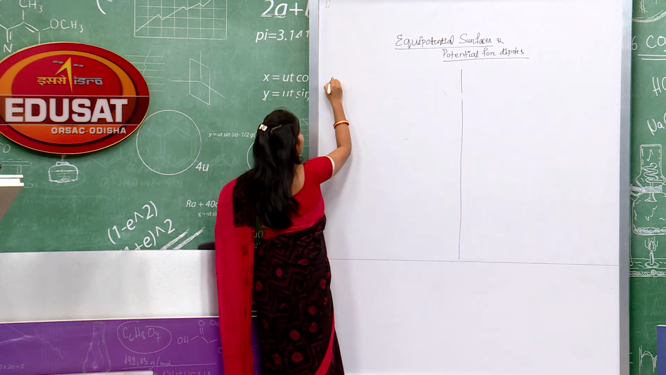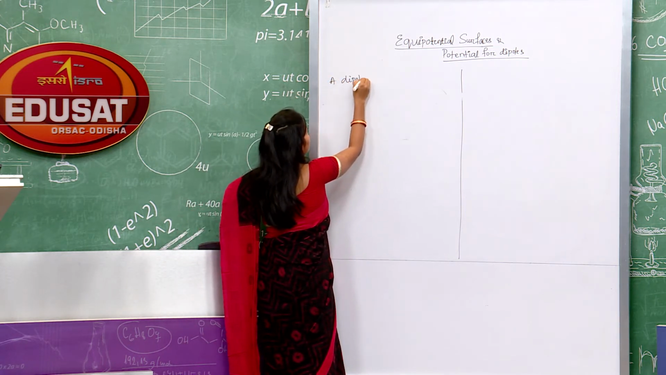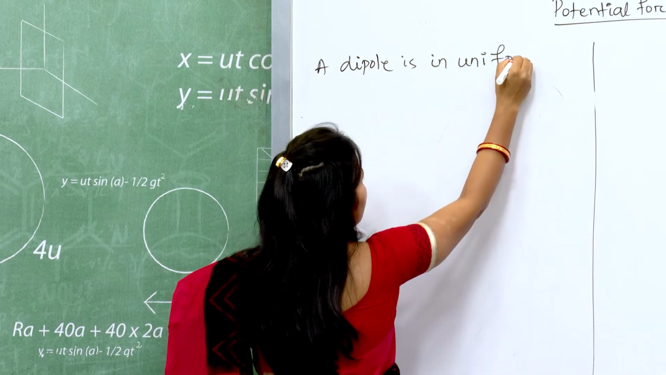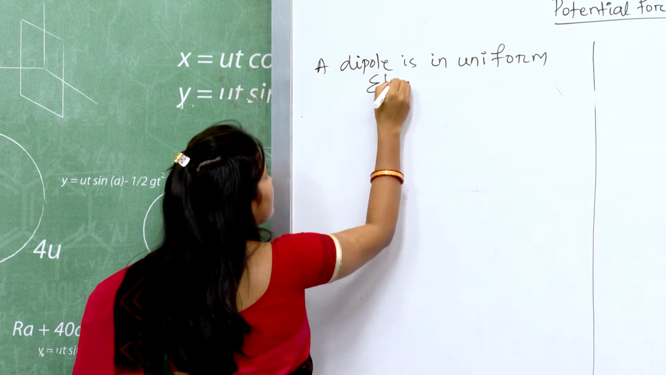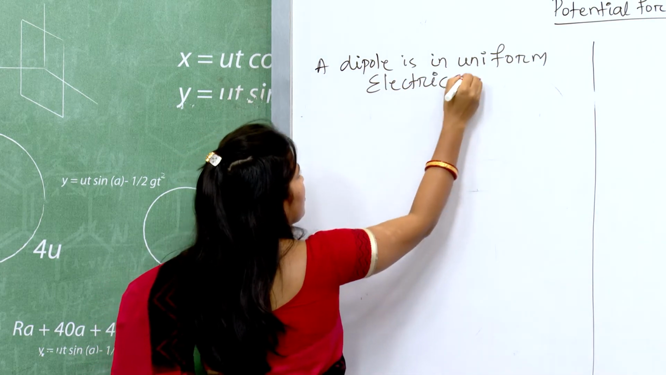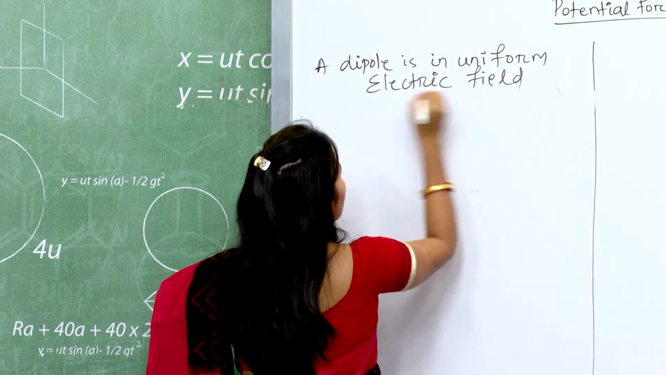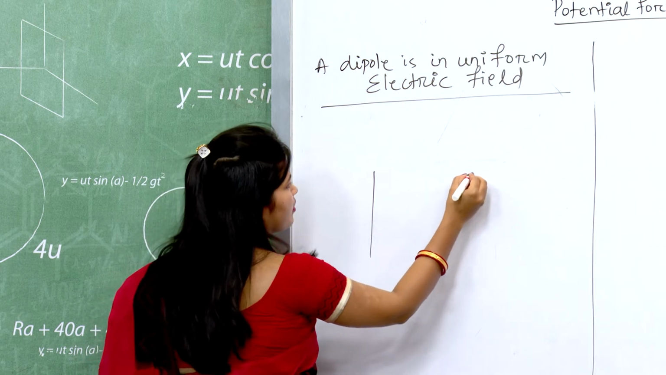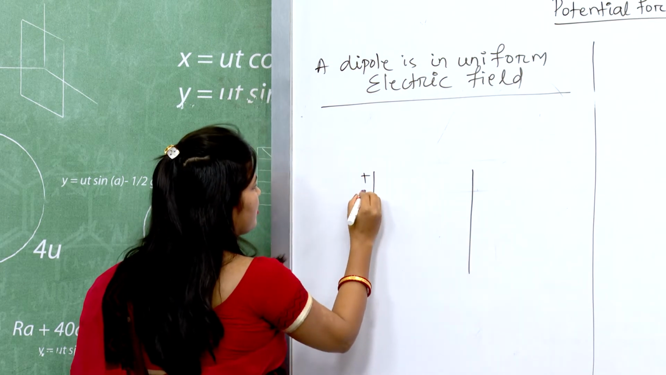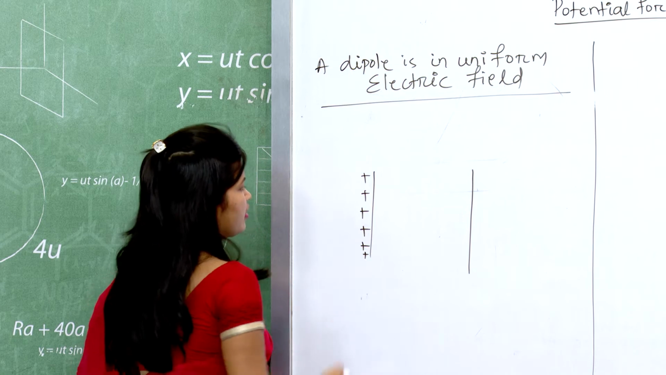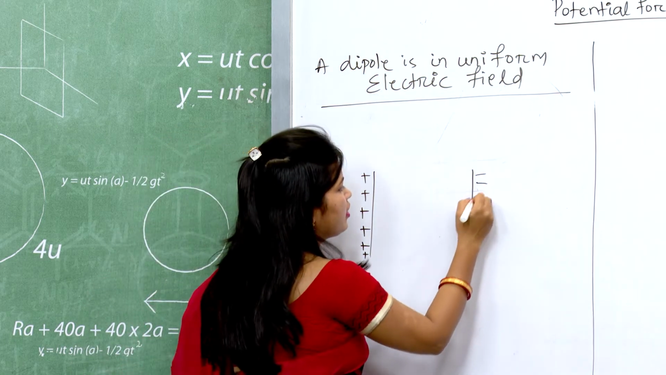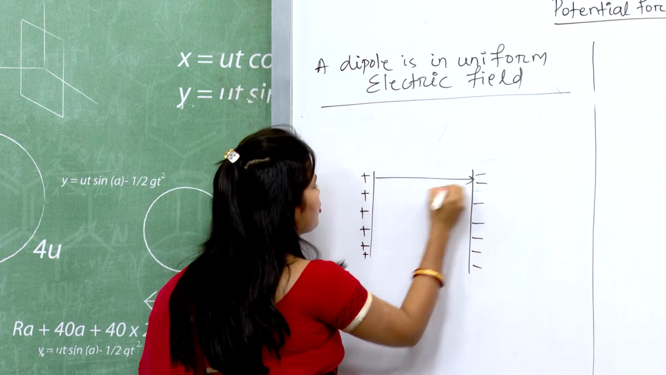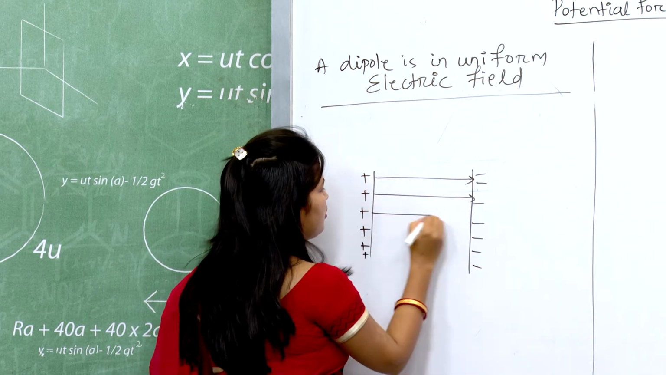When a dipole is in a uniform electric field, suppose in a capacitor, here it is the positive plate and here the negative plate, the electric field is produced from positive to negative.